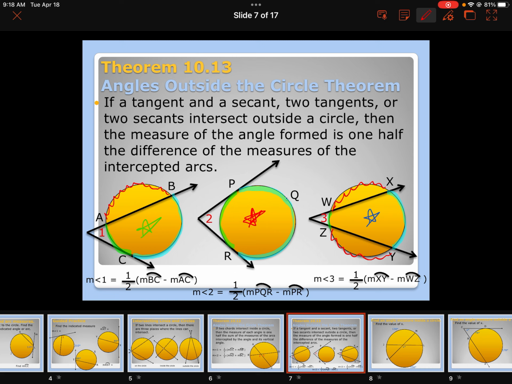Okay, another thing that's going to get you into trouble, since you're subtracting arcs, you better make sure that you're subtracting the little arc from the big arc. It's got to be big minus little, not little minus big. Okay, let's try some.